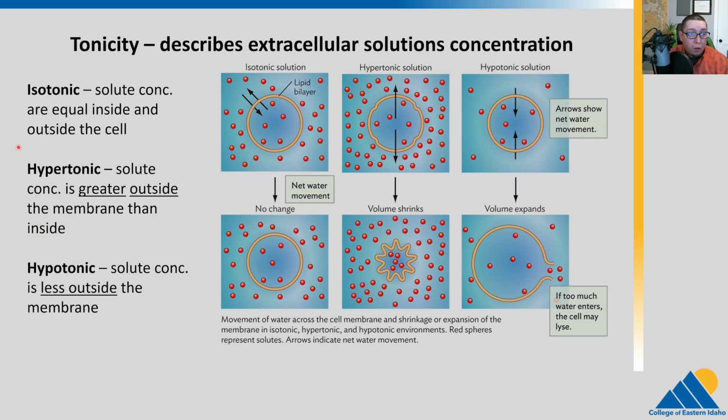All right, there's two other possibilities beyond isotonic. We have hypertonic, where the solution concentration is greater outside of the cell than inside of the cell. We'll see what happens when that occurs. Or we have the solution concentration is less outside the cell than inside the cell. That's a hypotonic solution. So hyper means higher. Hypo means lower or less. So it is lower outside.